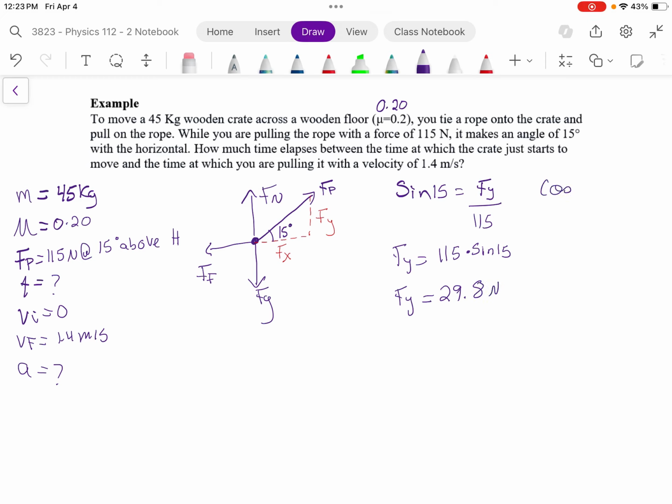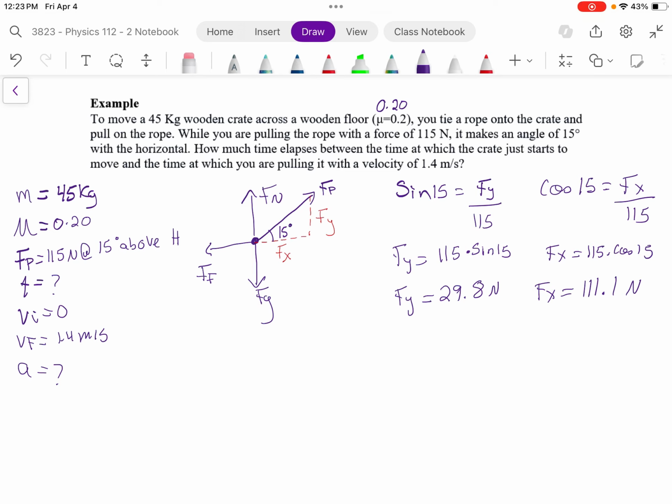We're going to do the same thing horizontally. To find the horizontal component, we use cos, which is equal to the adjacent, Fx, over the hypotenuse, which is 115. So Fx is equal to 115 times cos 15, and we get that Fx is equal to 111.1 newtons.